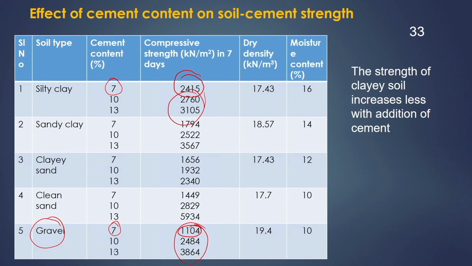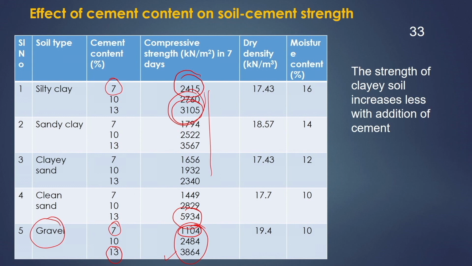We could see over here at 13% of cement content, the gravel will give a higher amount of compressive strength, whereas the clay will give the least amount of compressive strength. And similarly, the clean sand will also give a large amount of compressive strength in comparison to the fine grained soil. Therefore, the cement content will play an important role in defining the compressive strength or achieving the compressive strength of different soil.